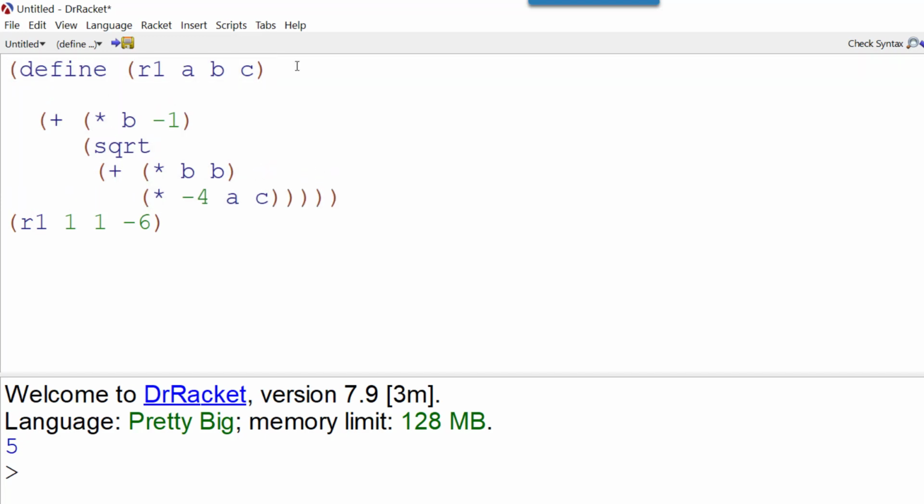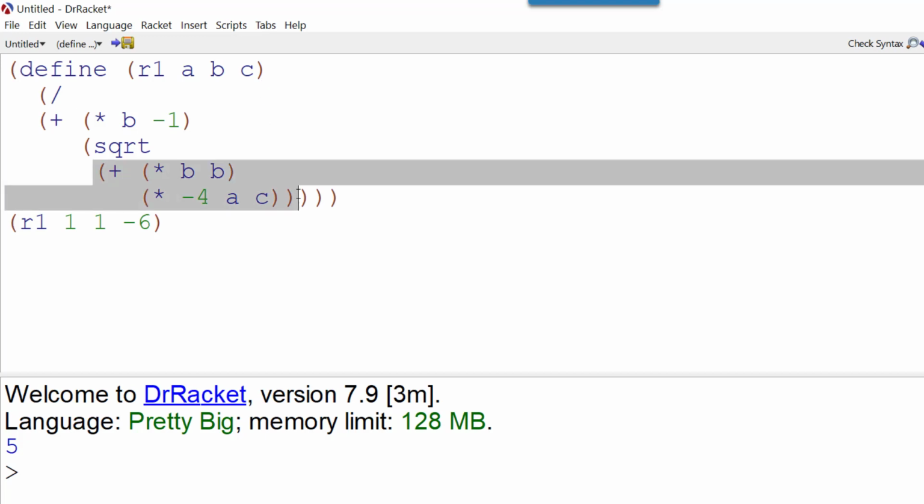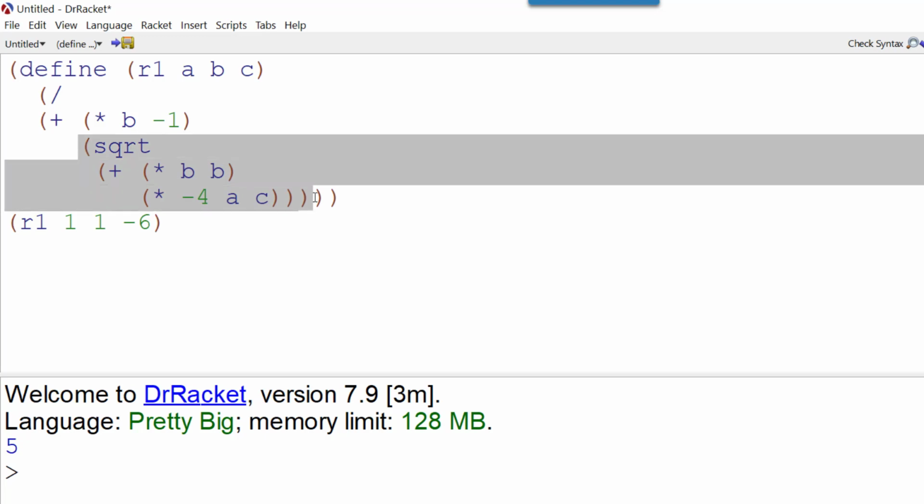We add in a spare line, open bracket, and we want divide. And what do we want to divide? Well, we want to divide what we had before, but we want to divide it by 2a, and the bit on the bottom of the fraction has to come last. So what we need now is to know where that plus bit ends. And what we can do is keep looking at the brackets until we find the bracket that matches the one that we want.